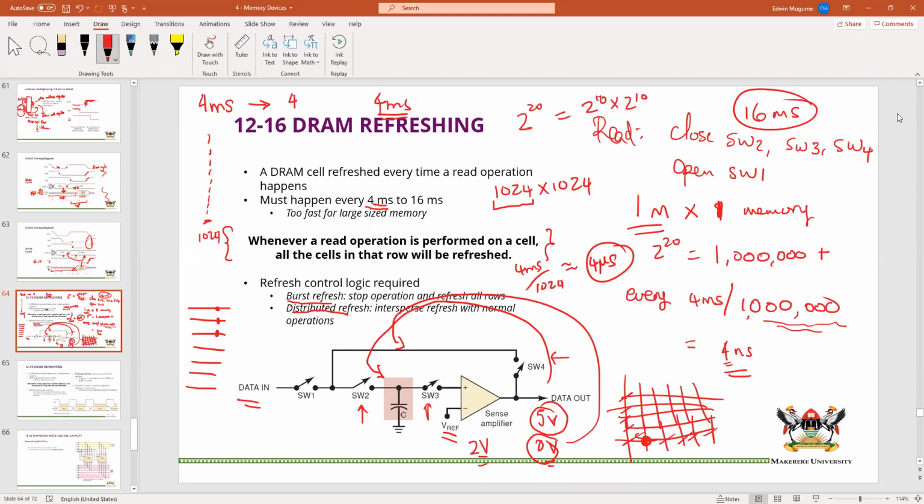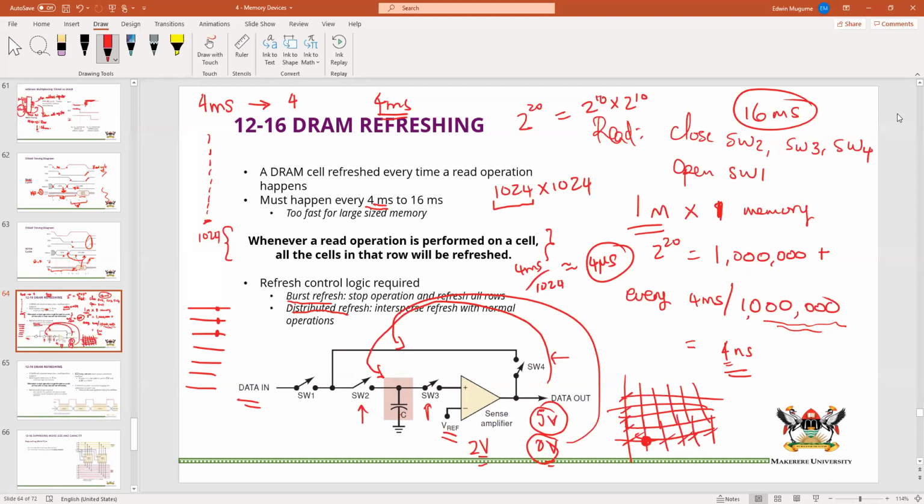There is the distributed refresh, where you intersperse the refresh with the normal operation. So you do some things, then maybe after 2 milliseconds, you go and refresh some rows, like 500, and then you perform some other things, and then you refresh the other ones, and so on and so forth. So there's a bit of flexibility. I don't know which one really is better, but you're not going to completely halt your normal operation just to refresh a long space. This could be 1 gigabit, so it can take quite a long time. But both of these perform the same objective anyway.